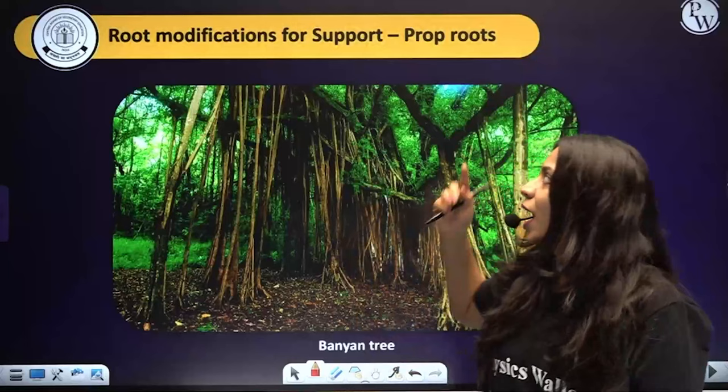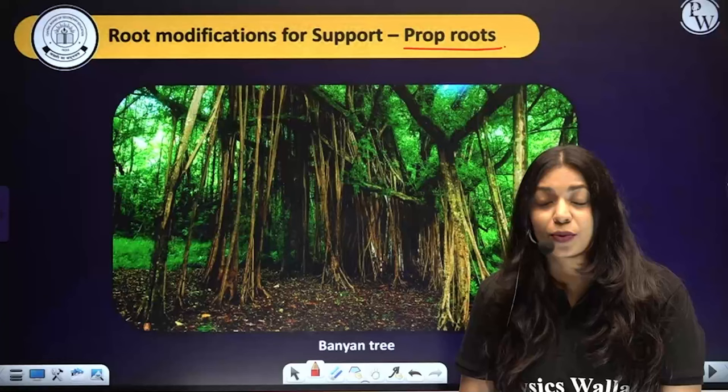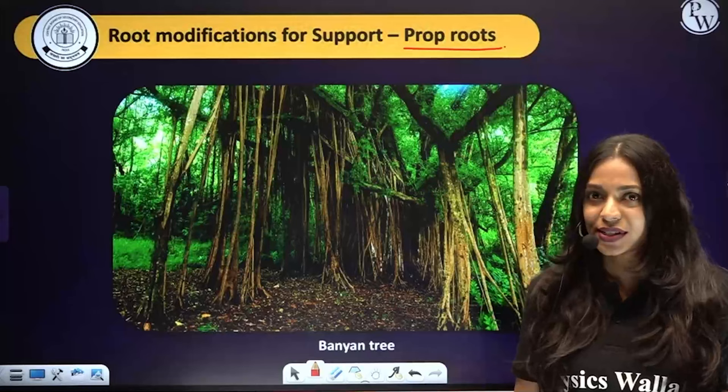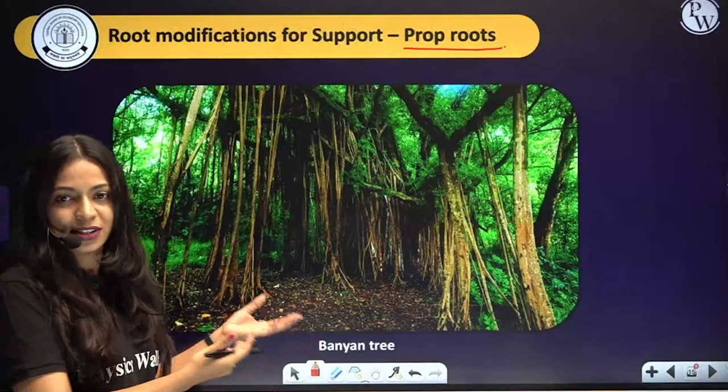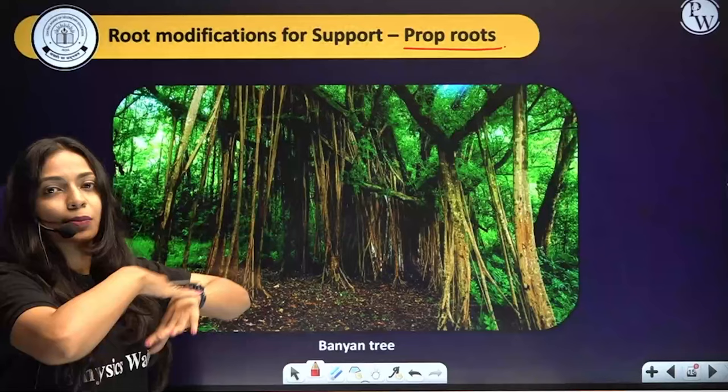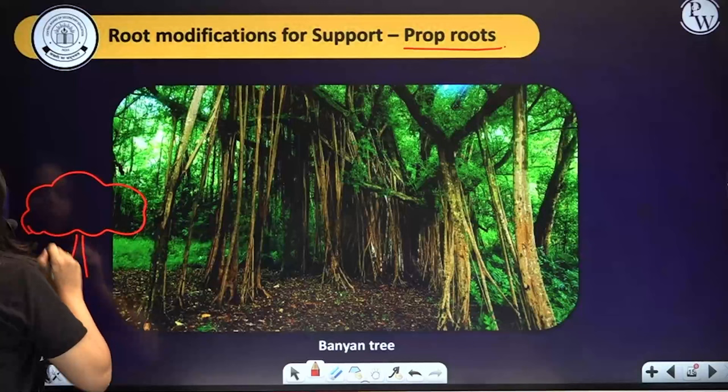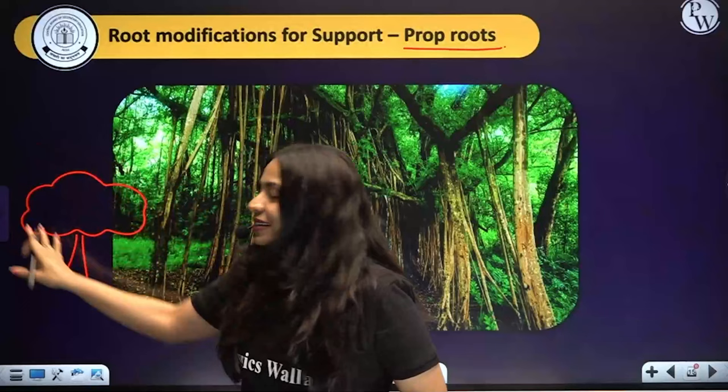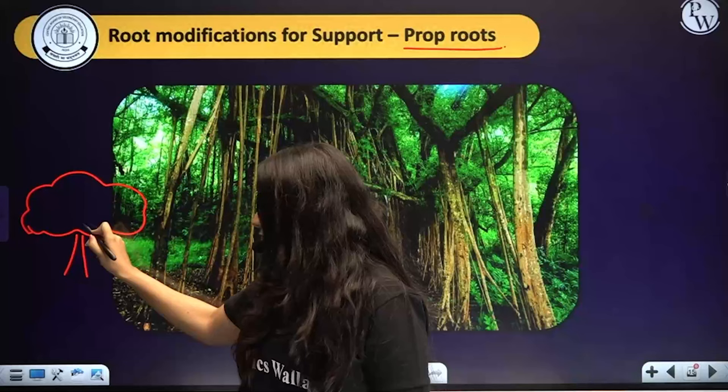How do these prop roots provide support to the banyan tree? What is their need exactly? If you think, you will get the answer yourself, because it's a very logical question. Use your common sense. Usually in these banyan trees, the canopy is huge. The tree trunk is like this, and then you have a huge canopy. This single trunk itself will not be able to support the entire canopy. The weight of all these leaves and branches cannot be supported by this alone. Whenever there are heavy winds, it could topple off, right?